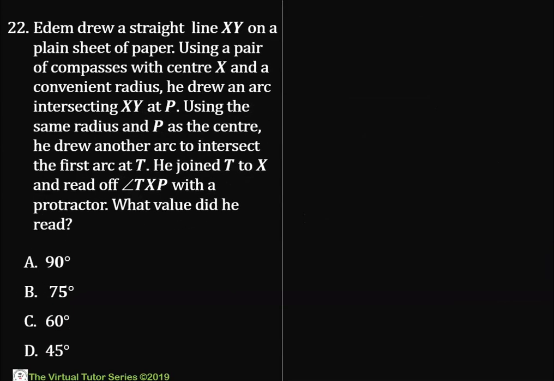Question 22. Adam drew a straight line xy on a plain sheet of paper. Using a pair of compasses with center x and a convenient radius, he drew an arc intersecting xy at P. Using the same radius with P as the center, he drew another arc to intersect the first arc at T. He joined T to X and read off angle TXP with a protractor. What value did he read?